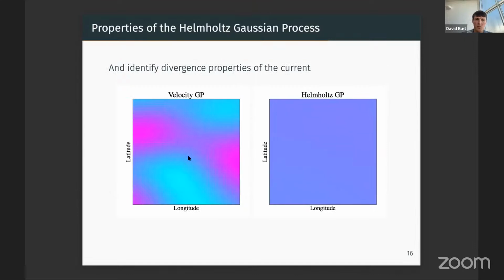And if we look at the velocity GP, we saw this previously. It predicted this convergent area in blue, as well as divergent areas in pink. And now if we look at the Helmholtz GP, our predicted mean is very close to zero everywhere. So the model correctly recognizes that the flow is divergence free.